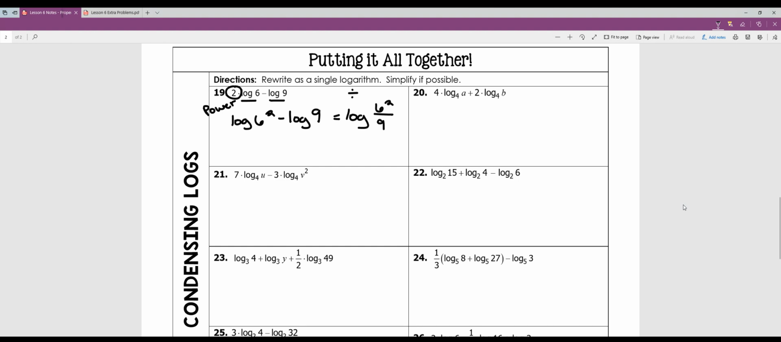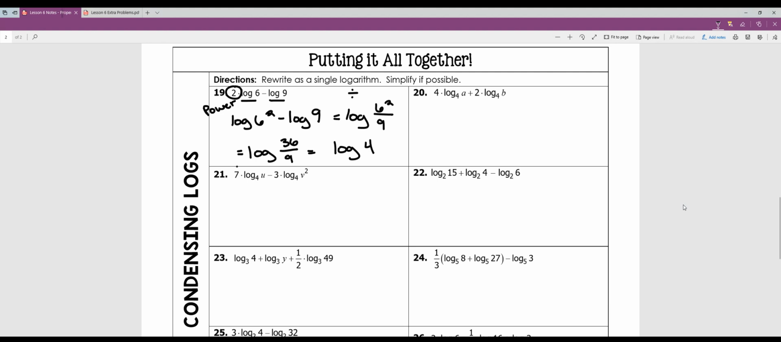Well, what is 6 squared? 6 squared is 36, so this is log of 36 divided by 9. 36 divided by 9 is 4, so my final answer is the log of 4. Okay, let's do number 21 here.